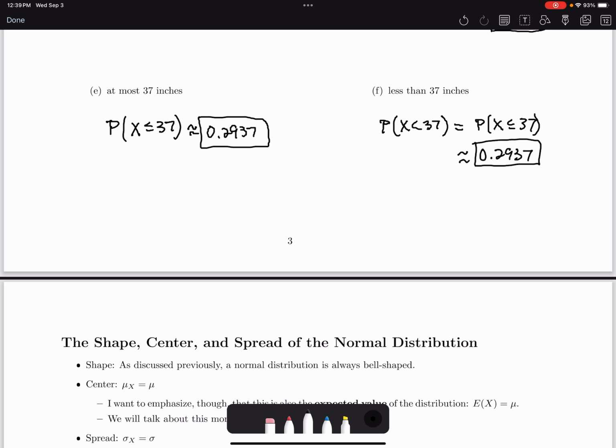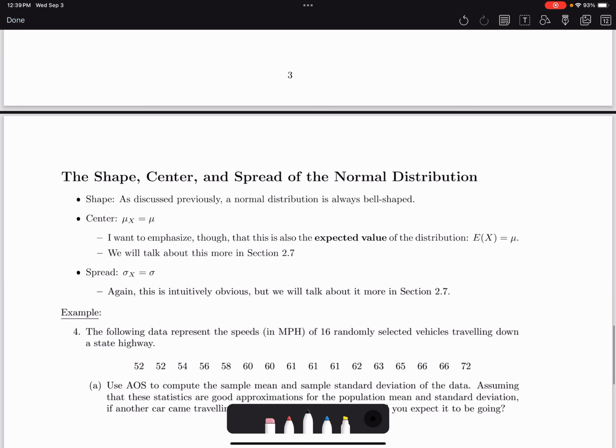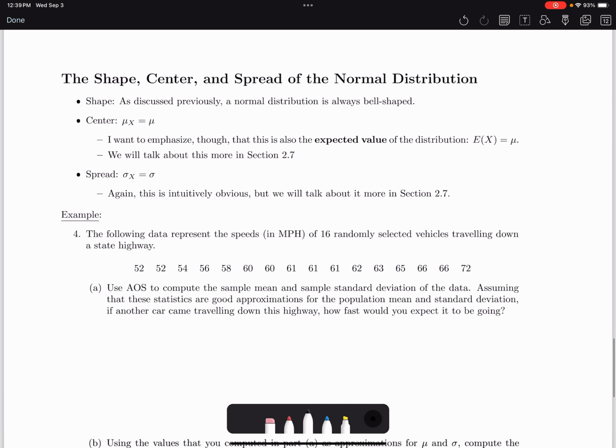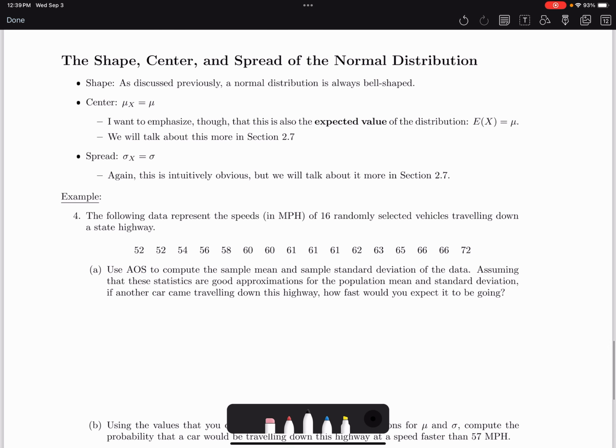Okay, and that's it, right? That's all there is to computing normal probabilities. We do have one last topic to cover here in this section, and that's the shape, center, and spread of the normal distribution. But this should be fairly straightforward. As far as the shape is concerned, the normal distribution is always bell-shaped. That's sort of its defining characteristic. It's a bell-shaped distribution. The center of the distribution, surprise, surprise, is just going to be the mean.